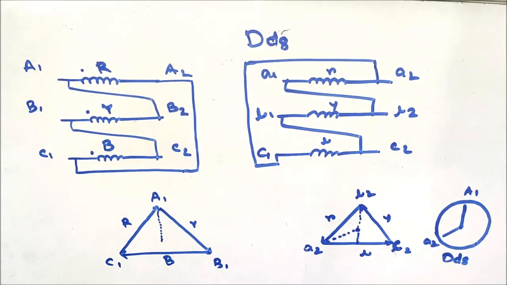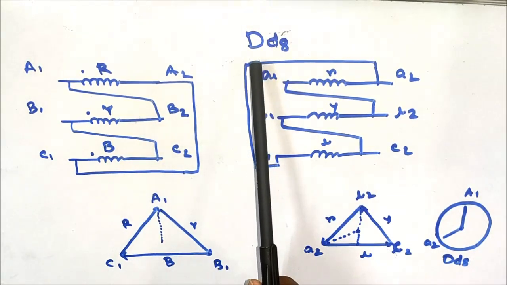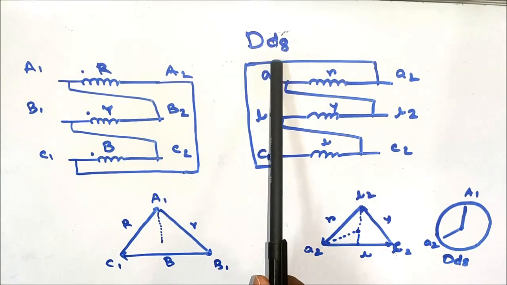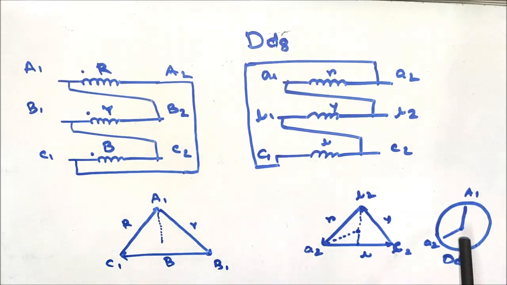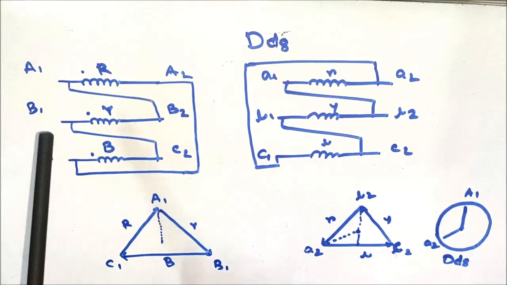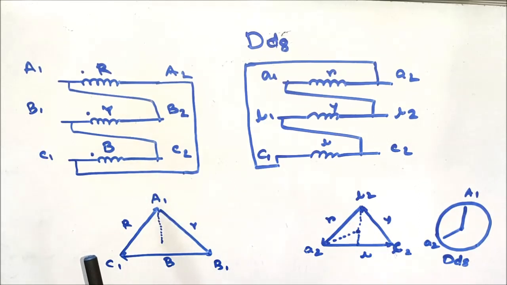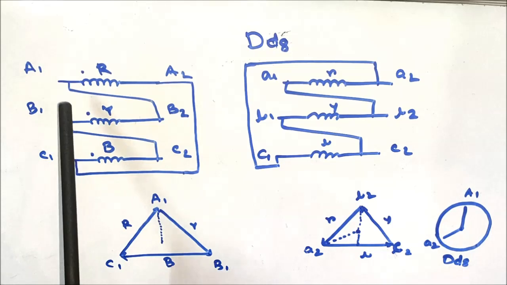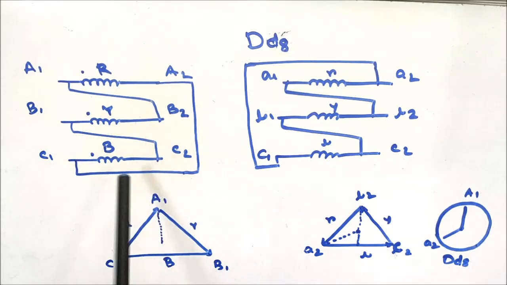Another vector group is Dd8, that is HV side is delta connected and LV side is also delta connected, and LV side winding induced EMF is leading that of the HV side winding induced EMF by 120 degrees. So in case of HV side winding, the connection is similar to Dd2, that is A1 is shorted with B2, B1 is shorted with C2 and C1 is shorted with A2 to form the delta connection, and connection terminals A1, B1 and C1.